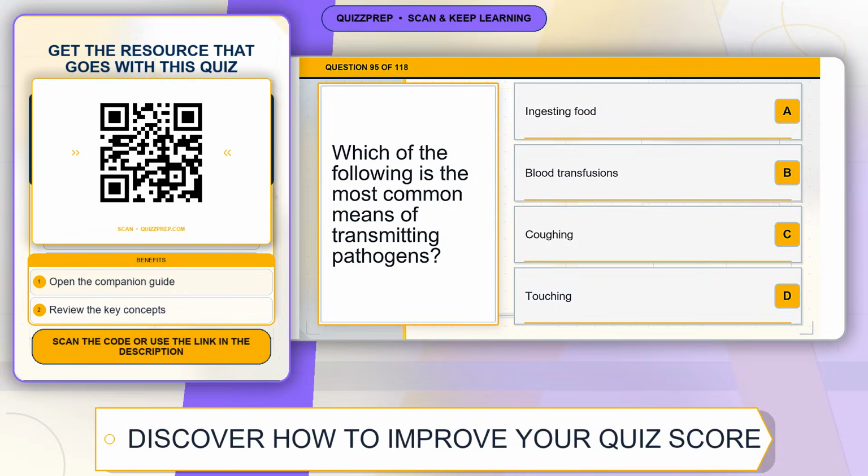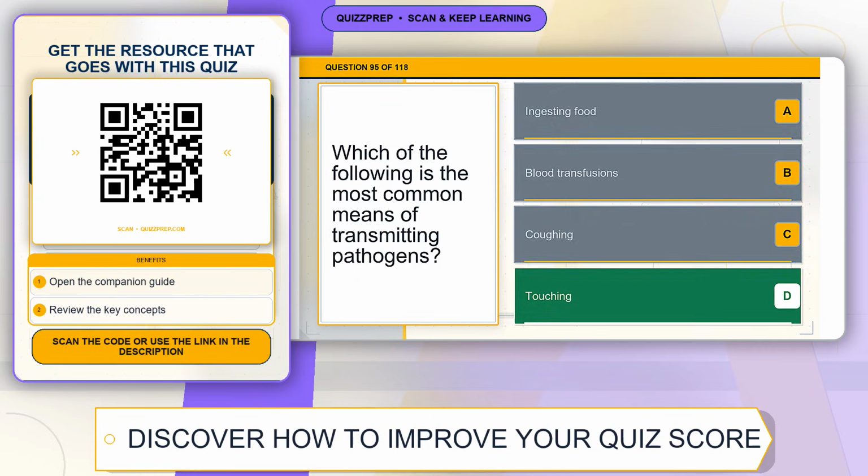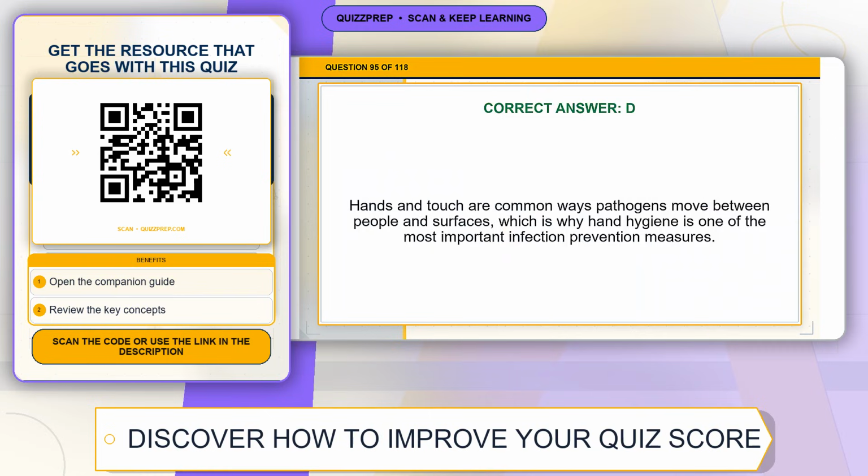Question 95. Which of the following is the most common means of transmitting pathogens? Option A, ingesting food. Option B, blood transfusions. Option C, coughing. Option D, touching. The correct answer is option D, touching. Explanation. Hands and touch are common ways pathogens move between people and surfaces, which is why hand hygiene is one of the most important infection prevention measures.